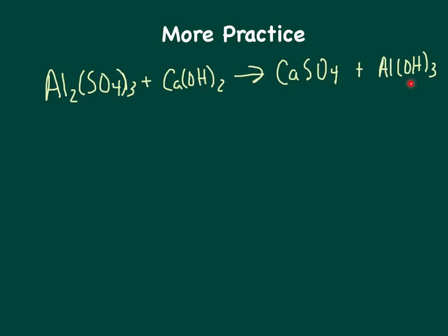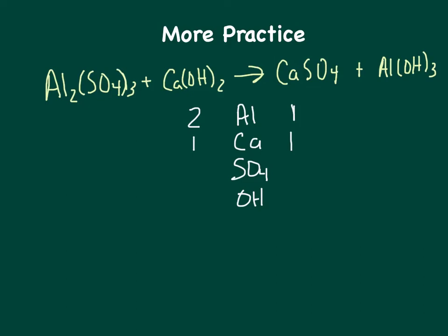And so what I'm going to do is write underneath here what I have: Al, Ca, SO4, and OH. And I'm going to say how many of each one I have on each side. Al's on this side over here, I have 2 because of the 2 subscript right here. And on this side, I only have 1. This 3 only goes with the OH. So I'm going to put 1 over here. Calcium's on the reactant side, I have 1. And on the product side, I have 1.